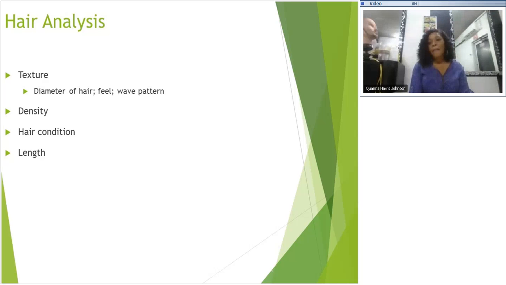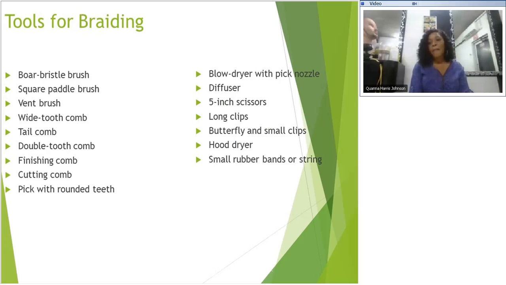So we also look at the length of the client's hair. How long is the hair? Is it enough for braiding hairstyles? You're going to determine the style that the client wants. You're going to talk about the products that you will recommend and the health of the client's skin, the health of the client's scalp. Also the porosity of the hair and the elasticity of the hair.